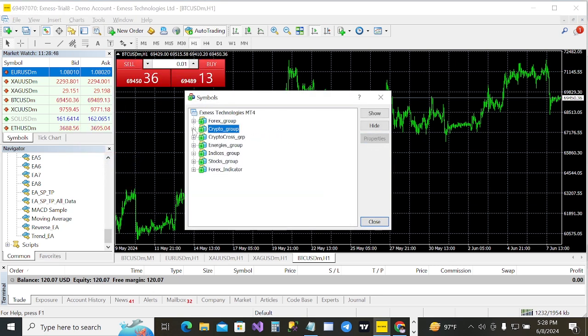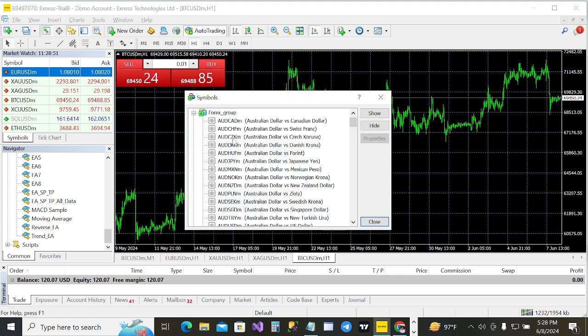Understanding what a lot is and how to choose the right lot size is essential for your Forex trading success.